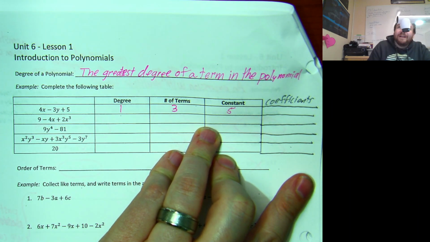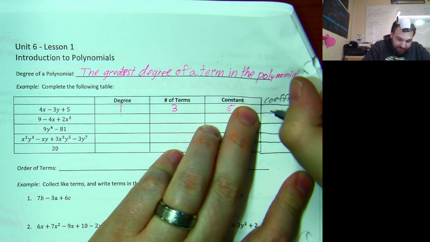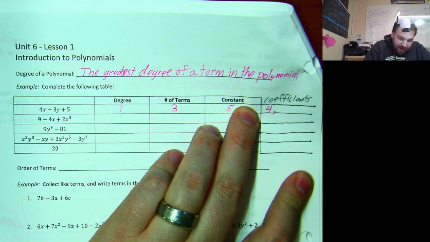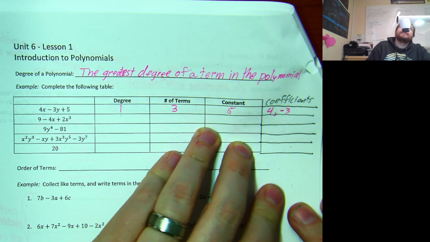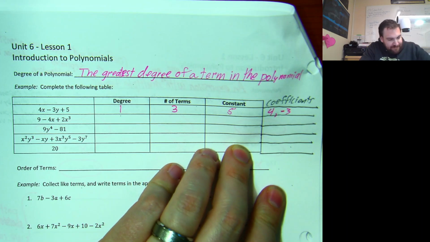The coefficients are what? Almost. 4 and negative 3. Remember, we need to bring out the sign in front of the coefficient. Cool. Next one. What's the degree on that thing? It is 3. Good.